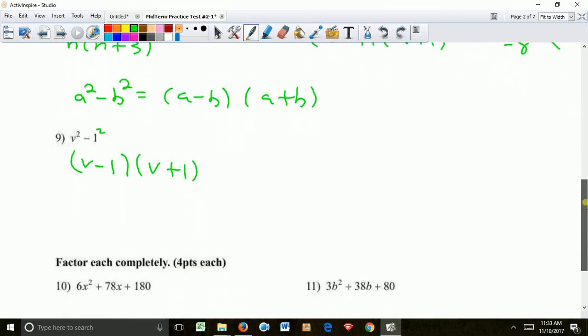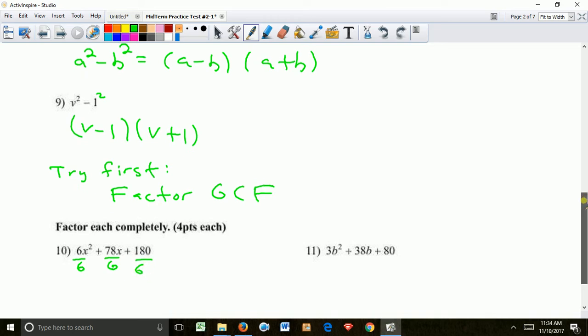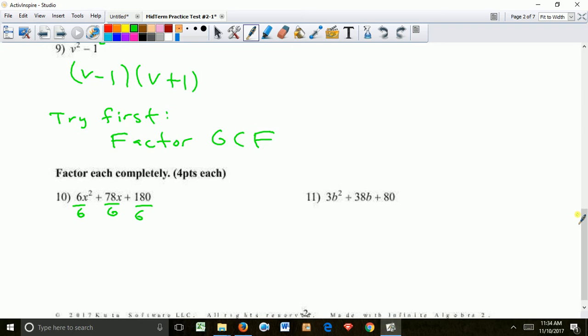For the next one, factor each completely. Remember to try to figure out what the greatest common factor is. So try this. Try first, factor GCF, greatest common factor. So for number 10, you can factor out 6. Everything is divisible by 6. When you factor out a 6, that's going to create the expression 6 times x squared plus 13x plus 30.